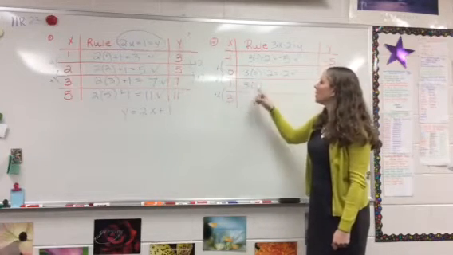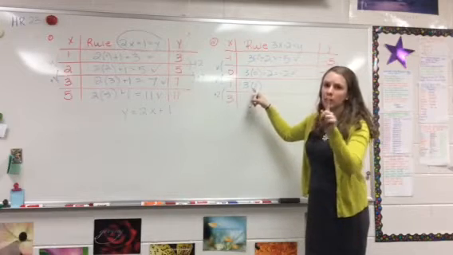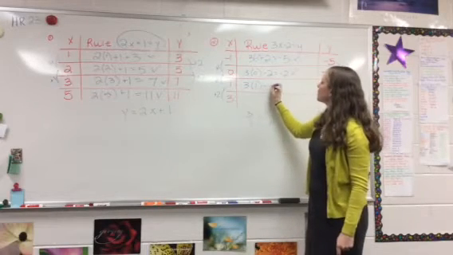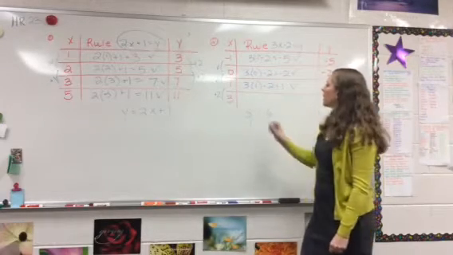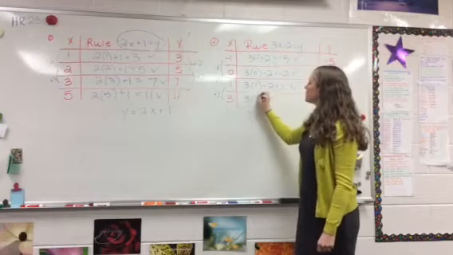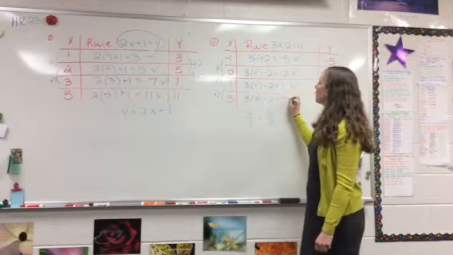3 times 1, remember a number right next to a parenthesis is multiplication, if you don't remember that. 3 times 1 is 3, take away 2 and we get 1, and that works. And then we have 3 times 3 is 9, take away 2, and we get 7.